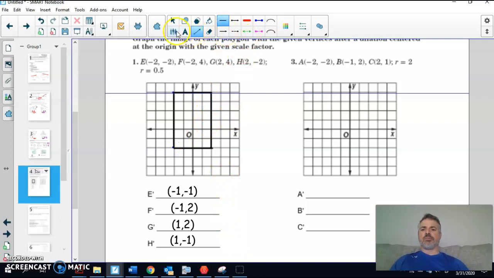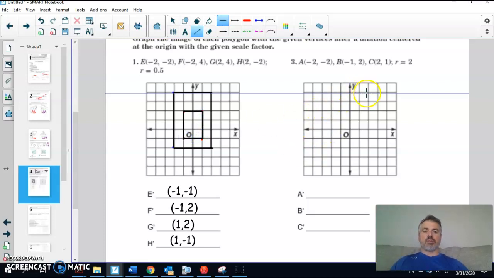So then I graph my image points here. I'll do those points in red. So negative 1, negative 1, that's right there. Negative 1, positive 2, 1, 2, 1, negative 1 is right there. So now you can see the smaller reduction that happened because my scale factor was 0.5, which is less than 1. So that's why I ended up with a reduction.